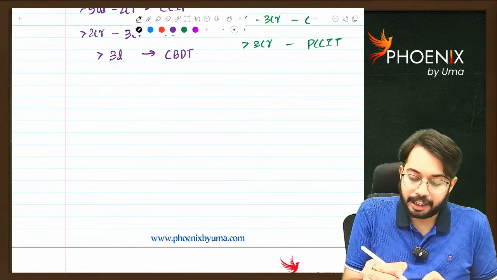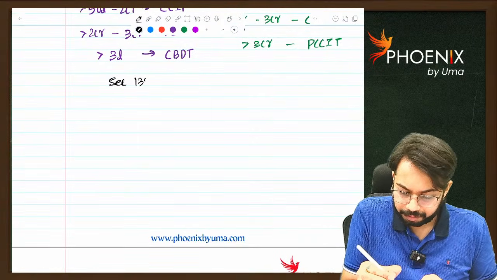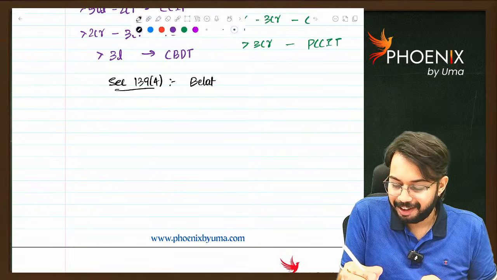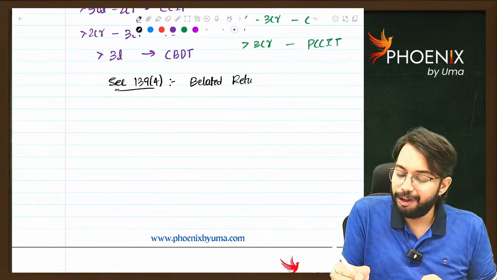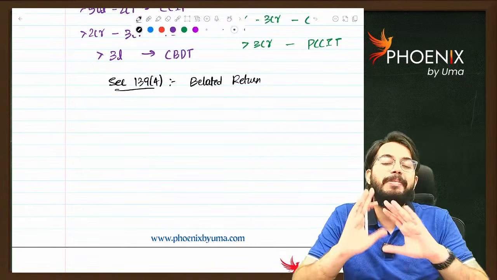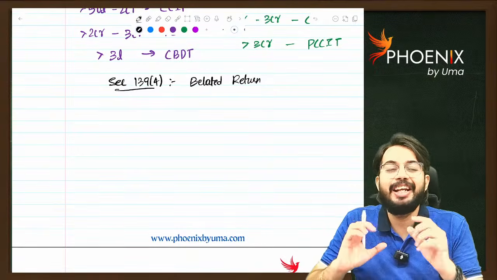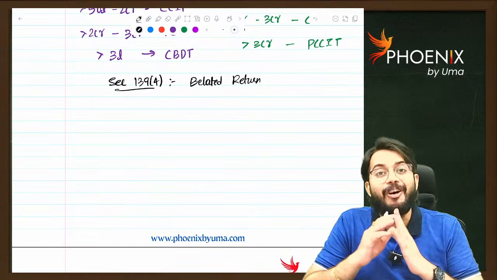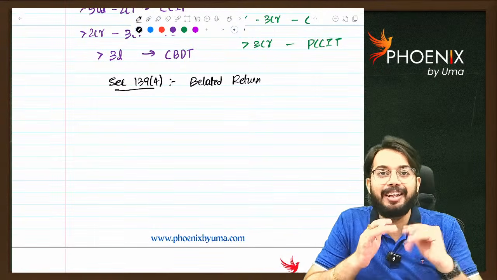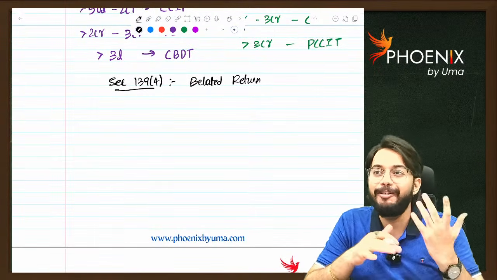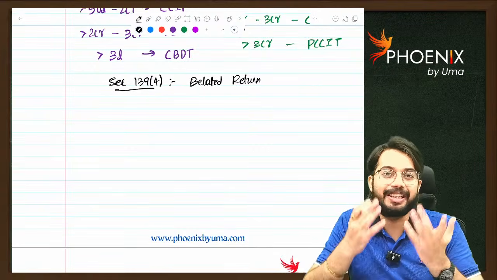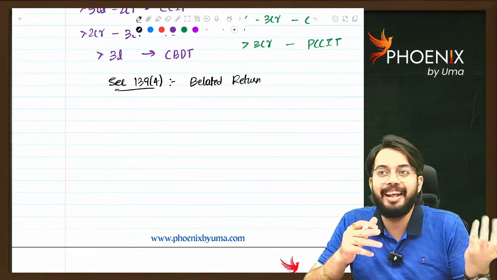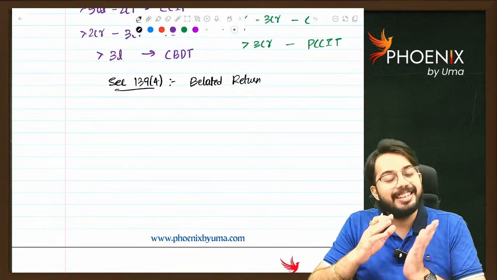Now, section 139(4), belated return. See, you are so busy in your CA final preparation that you forgot to wish your best friend on his birthday. Now what will you do? You will call him after the birthday is over. You will tell, "Arey mama, I forgot to wish you because I was busy in my CA final," and you will wish him lately. You will tell belated happy birthday. Okay, same is the case.